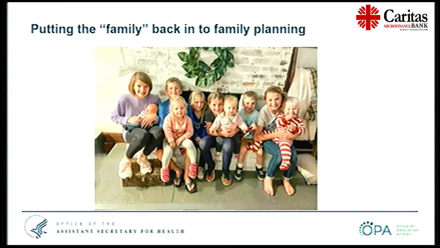But again, I think there is something that is incredibly amazing about having a family and being able to be a part of a family. But again, that's each person's personal decision. And that's the most important part about policy as we move forward.